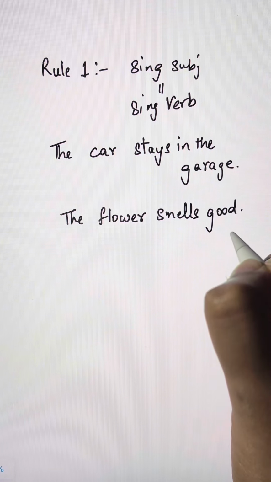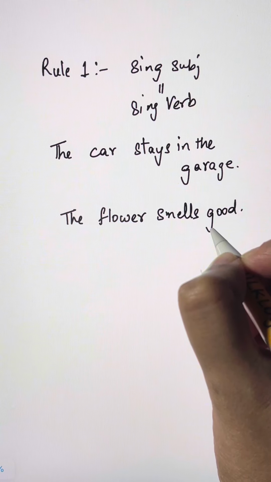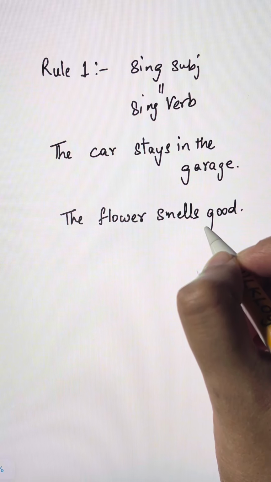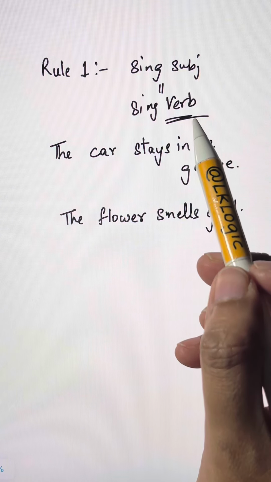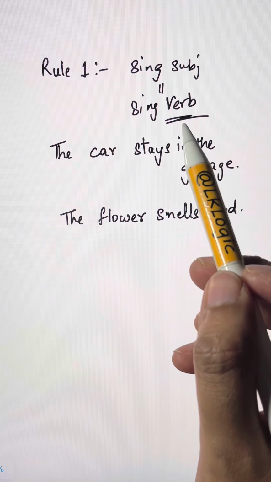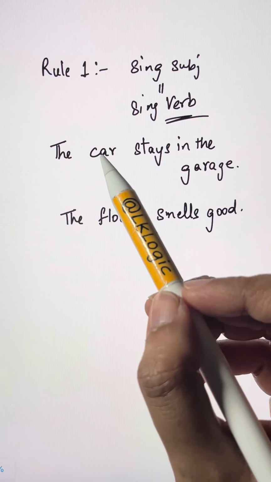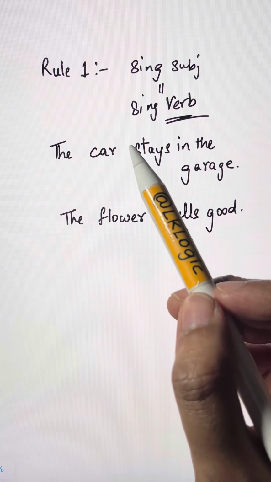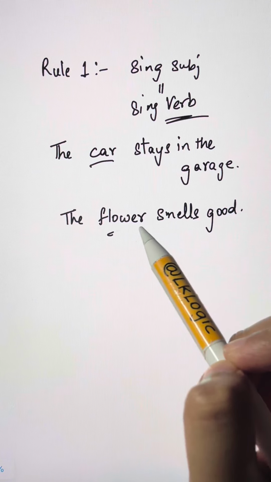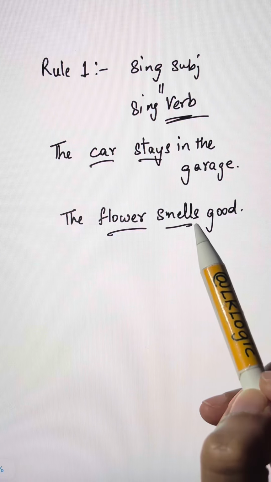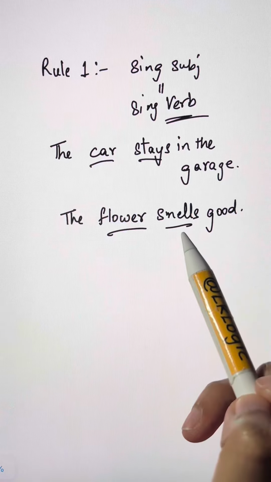Now here, what's happening? There's an old saying, opposites attract, right? The rule for singular and plural verbs is just the opposite of the rule for singular and plural nouns. So remember this whenever you match subjects and verbs. This is the subject, this is the verb.